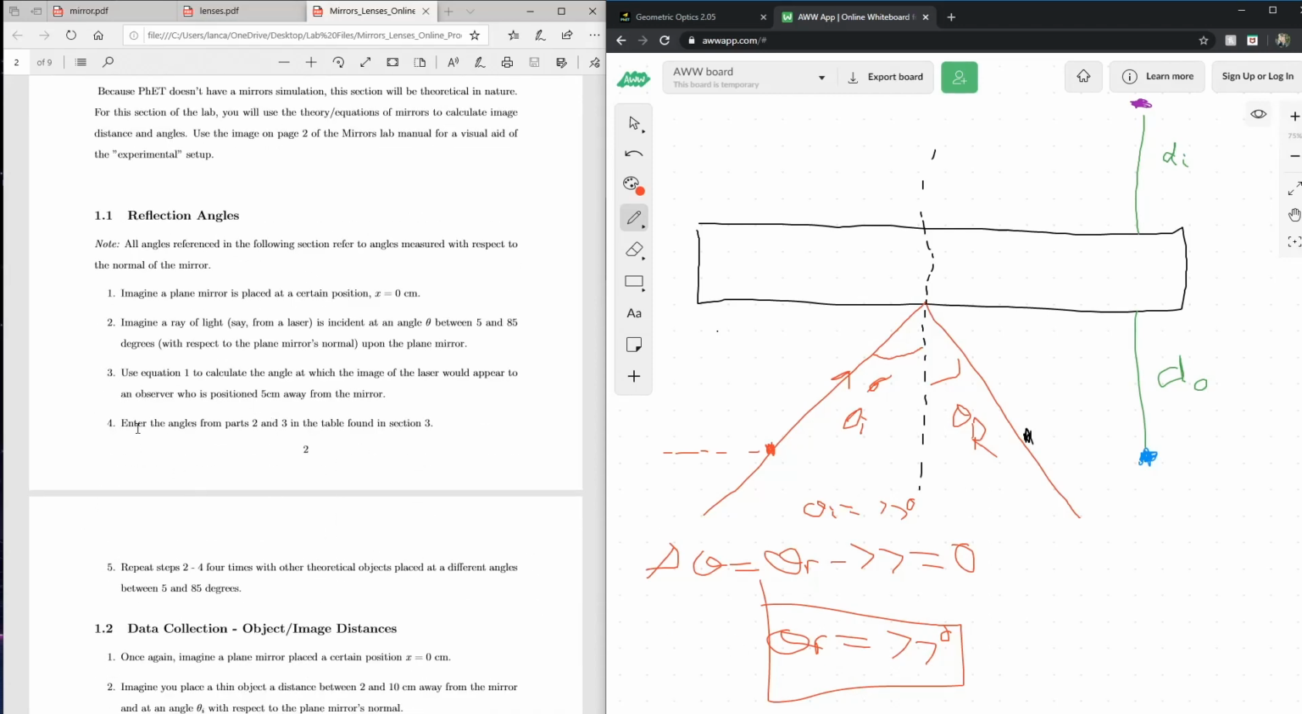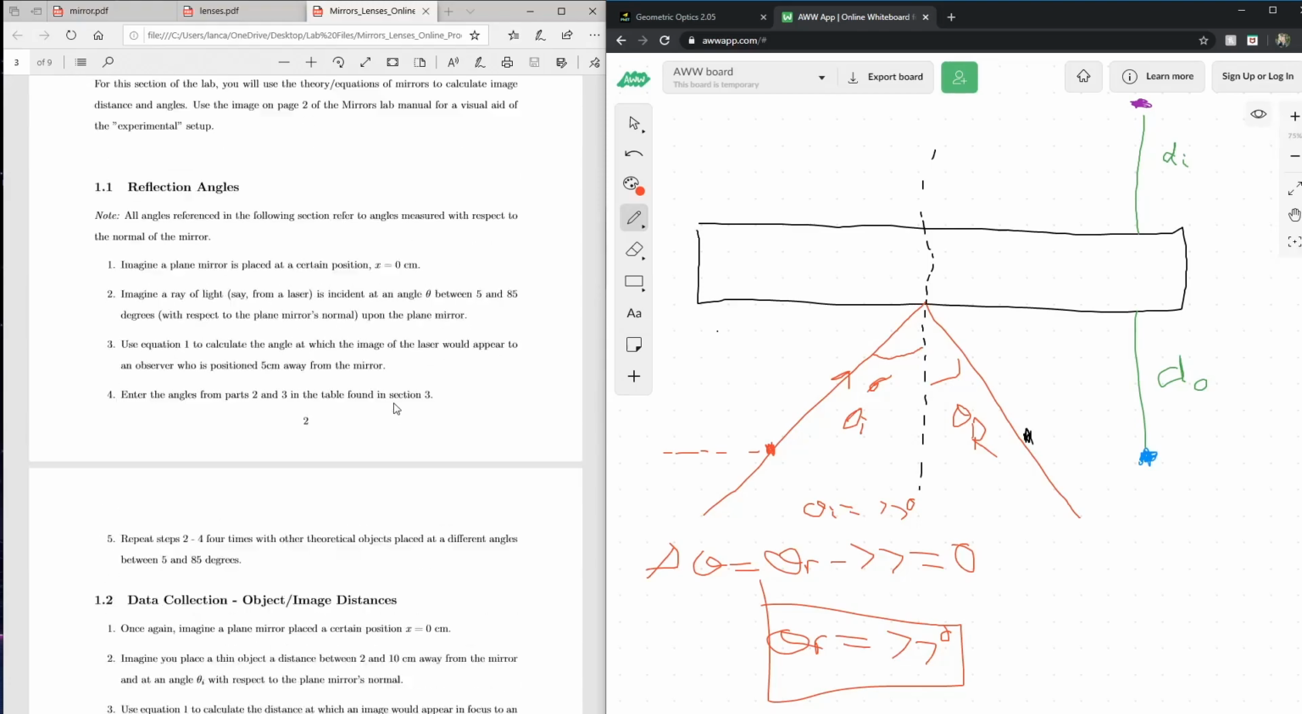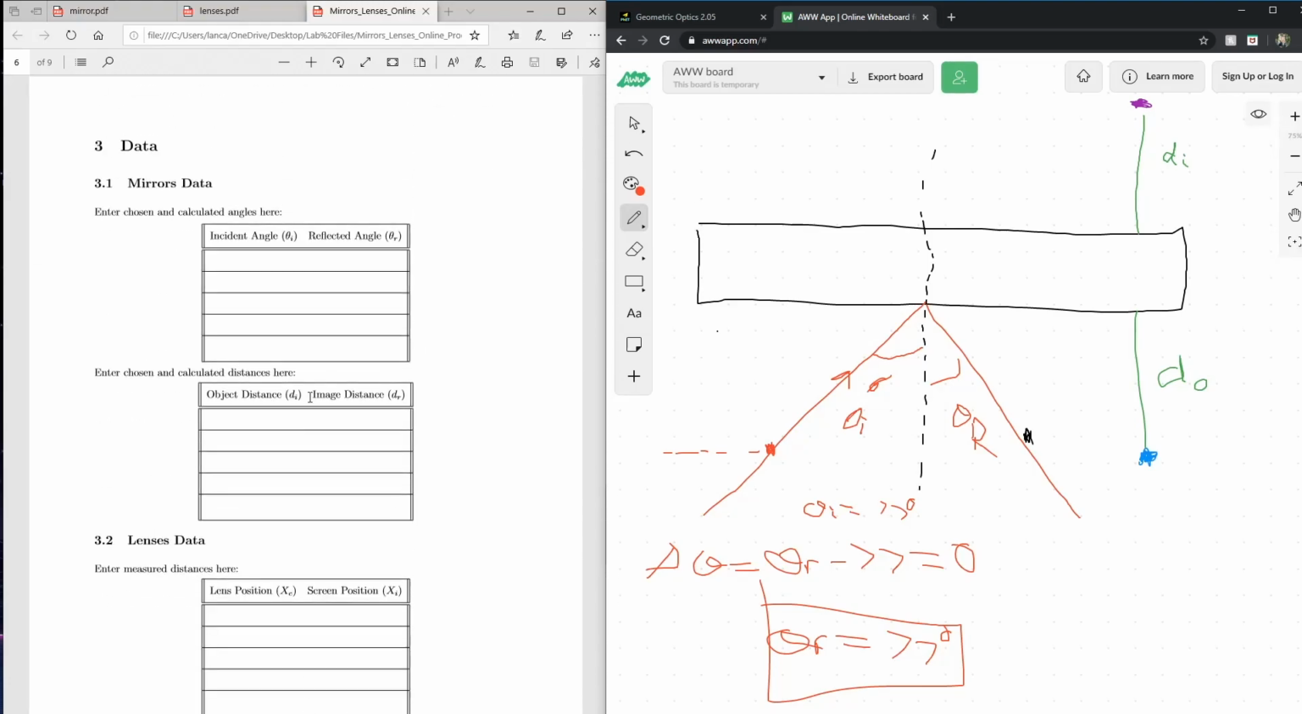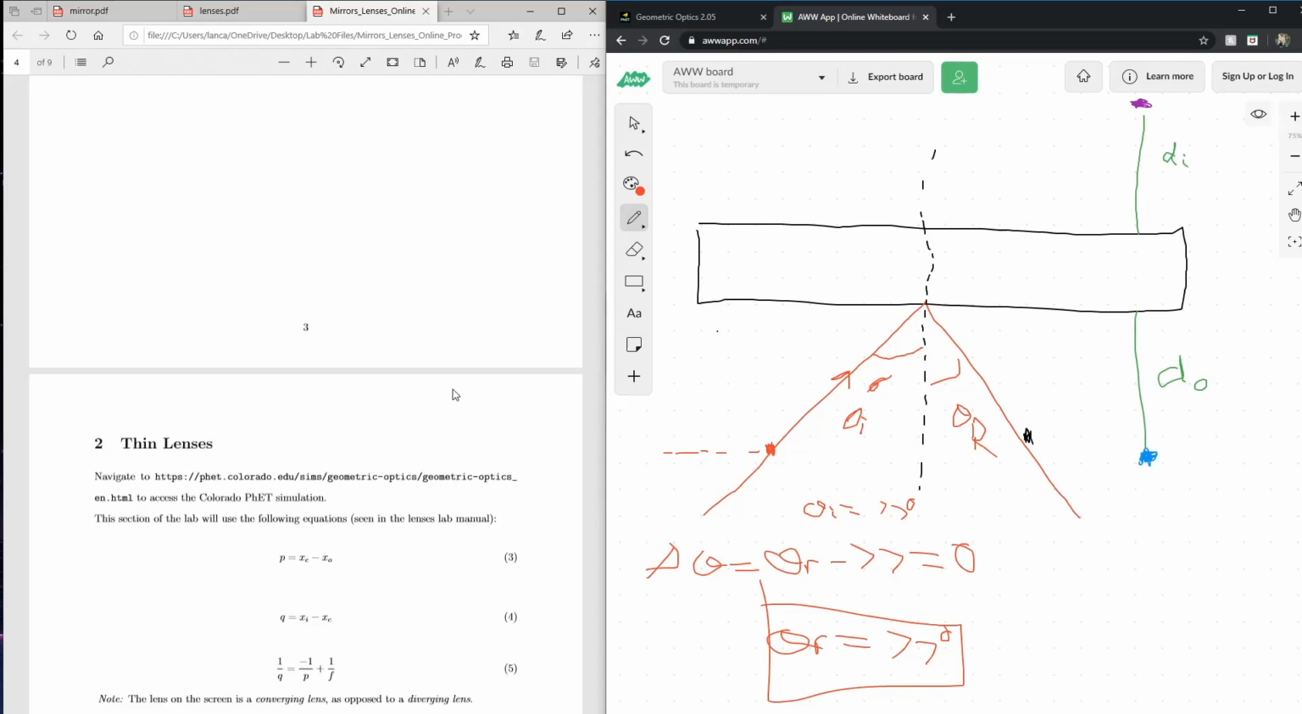And now it says to enter the angles from parts 2 and 3 found in the data tables found in section 3, which is all the way down here. So if I were doing this on actual paper, I would be writing down the incident angle as 77 degrees and the reflected angle as also 77 degrees, as I've calculated here.